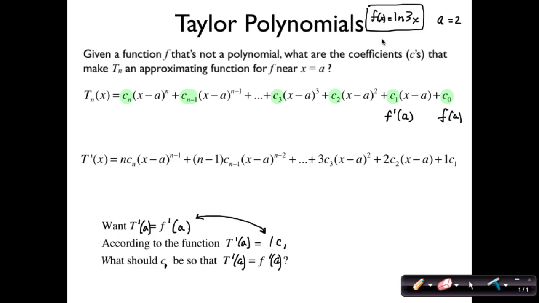So for this little example, figure out what that coefficient will be for this example up here. If I was replicating ln of 3x at a equals 2, find out what the C1 coefficient will be in that Taylor polynomial. Go, everyone do that. Figure that out. You're either making progress or you're getting help.